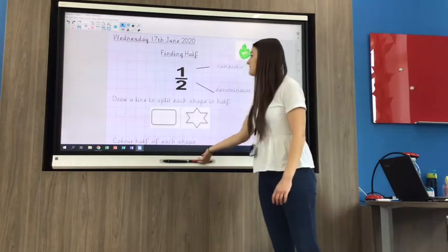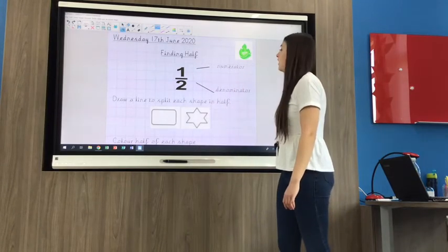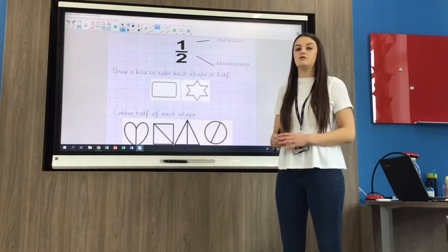So if you've been doing the mild level, today you're going to be finding half. We're going to be finding half of objects and possibly moving on to some numbers.